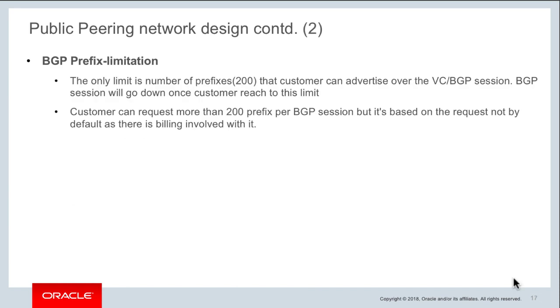There is a prefix limit of 2,000 public prefixes in the public peering connection. And you can request more prefixes per BGP session, but it's not done automatically. You just have to raise a request for that.